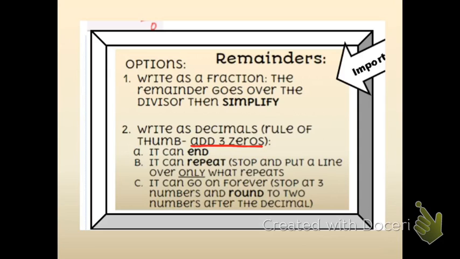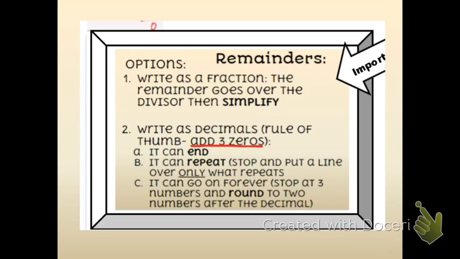Because number one, it could just end within those 3 zeros. So in other words, I could get a 0.5 and I would be done. So that can happen, and then I don't need the rest of my zeros. It could start repeating. If it's going to start repeating most of the time, it's going to repeat within those first 3 decimals. So you'll see it. You'll start to see that repeating, and then remember you just put the line over it. Or you can find that it goes on forever. If that's the case, most of the time you're not going to need to go out past 3. So at that point you can stop at 3 and round.